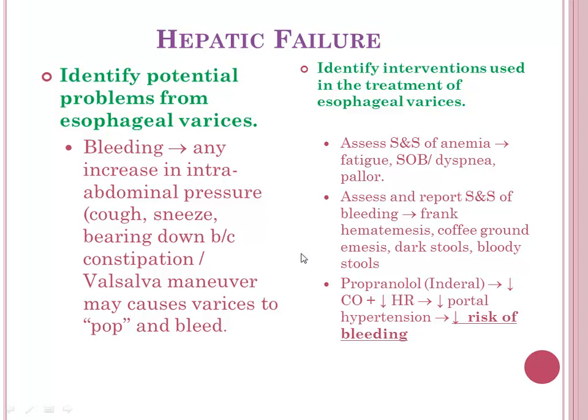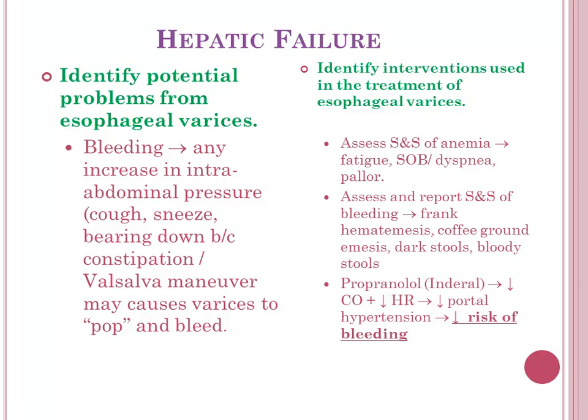Any increase in intra-abdominal pressure, cough, sneeze, or bearing down, the Valsalva maneuver, can cause these varices to pop. So you want to constantly assess their stool, and assess them for signs and symptoms of anemia: fatigue, shortness of breath, dyspnea, and pallor. And we want to assess them for bleeding, whether it's frank bleeding, such as hematemesis, or just bloody vomit or coffee ground emesis, dark stools, or bloody stools. So anything that can be associated with bleeding from the GI tract.